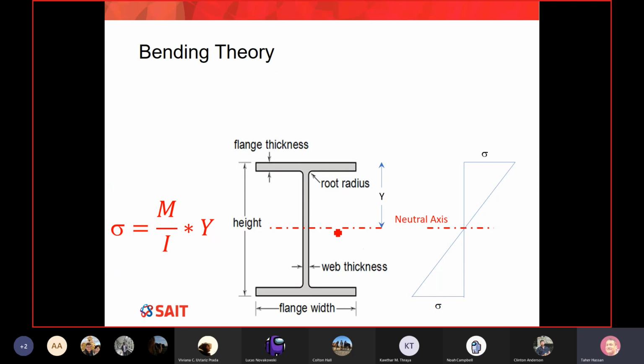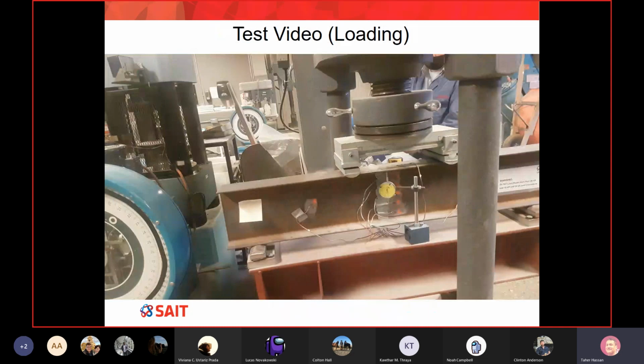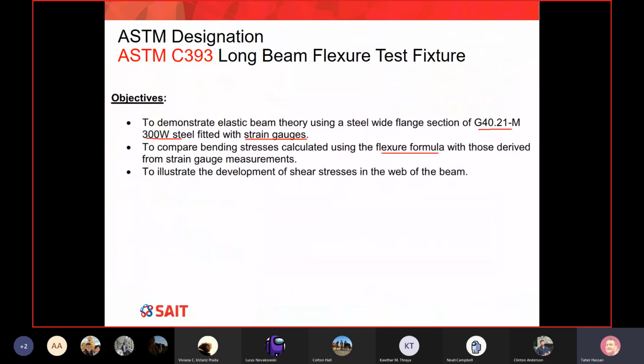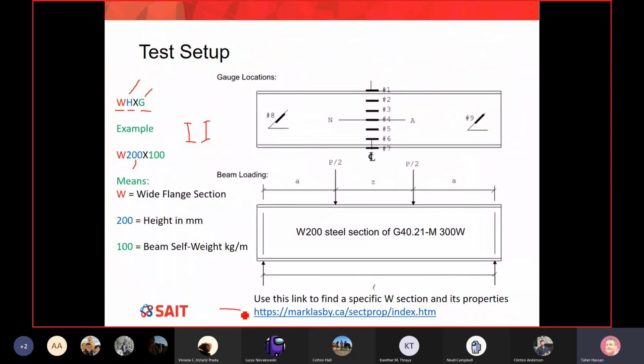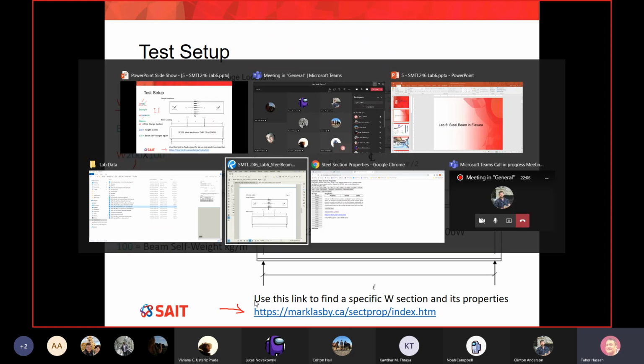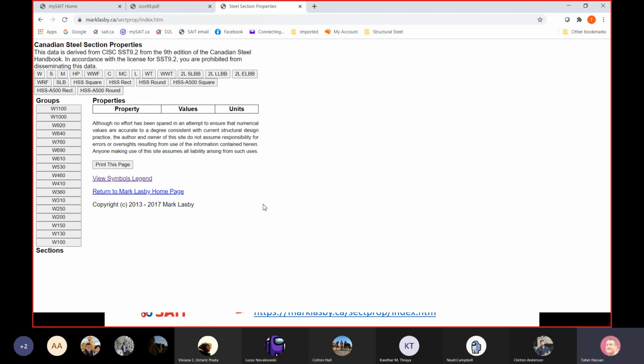Now, if you want to get more data or more details, I put here a website which you will use in your lab if you don't have the book. So let's go to this website and see it. It simply tells you all the available sections in Canada. All you have to do is visit the website on the link that I provided in my presentation. It will get you into this page here.